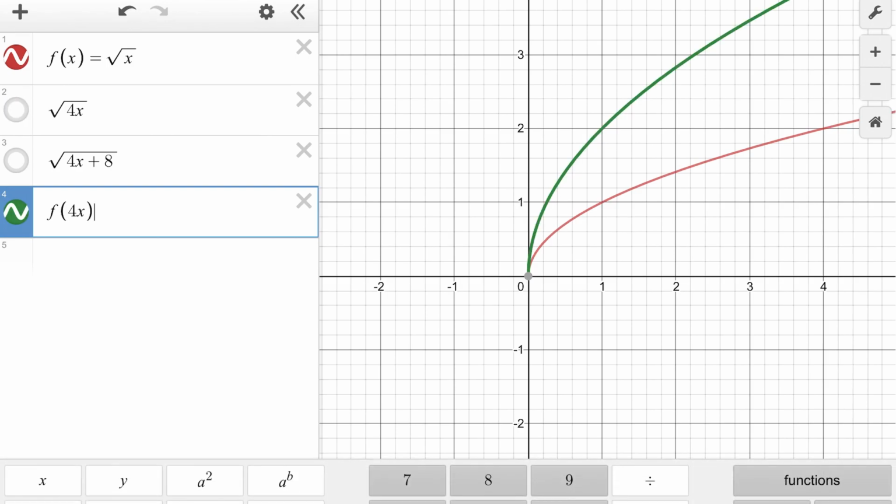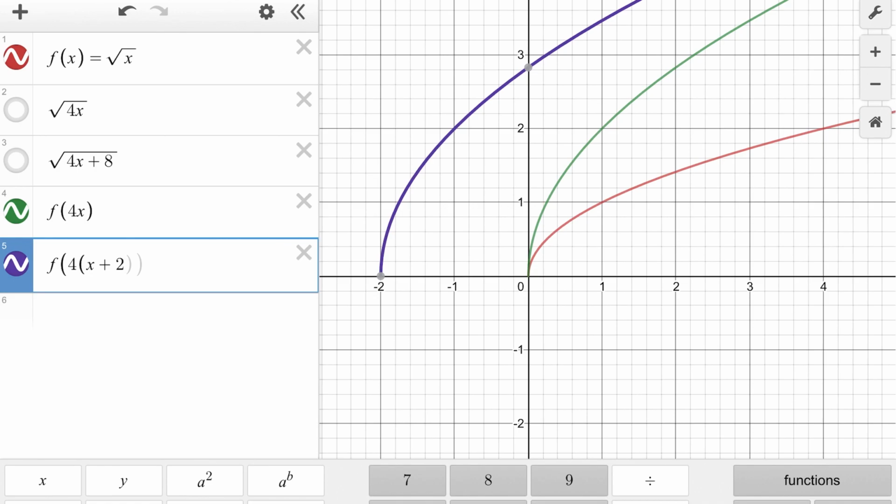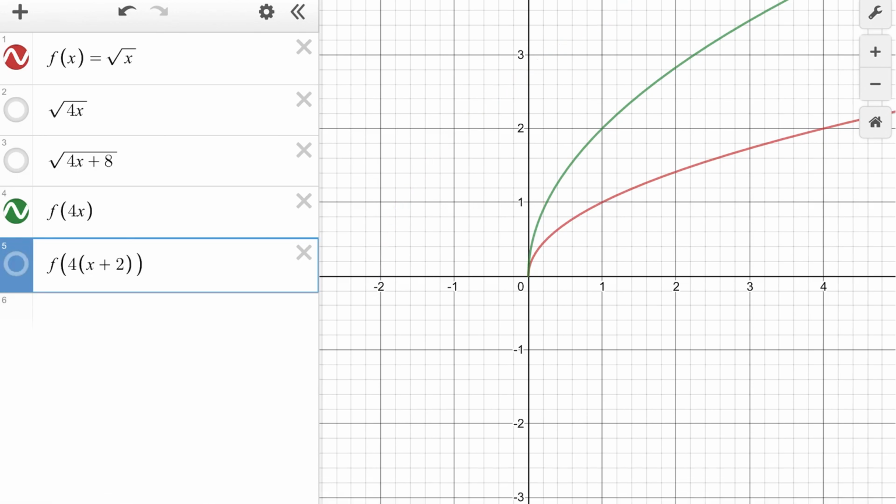And then to this, we want to replace the x with an x plus 2. And let me just use extra parentheses in there. So here comes the x plus 2. Change the x to x plus 2, but leave the 4 there. And we get that purple graph, which is our final answer here. Right? It's the same as that of this green graph.